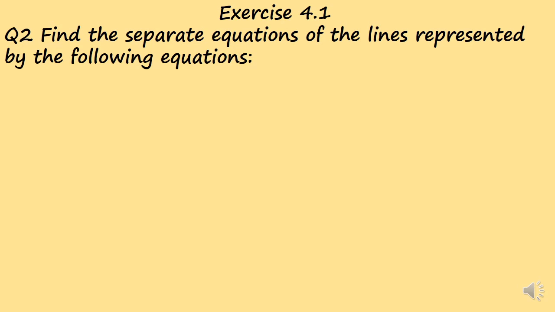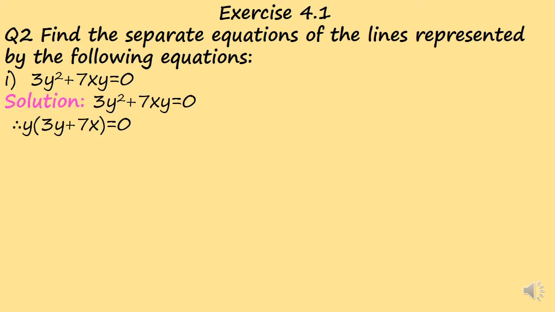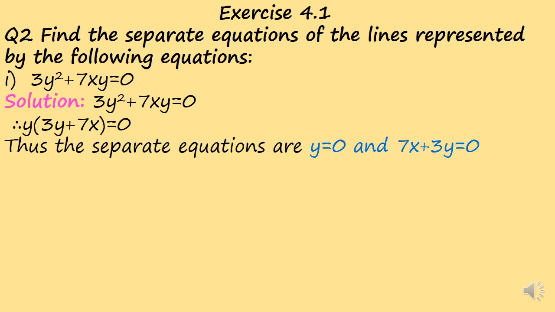The question is, find the separate equations of the lines represented by the following equations. Last lecture we solved find the combined equation of the lines. Separate equations were given to us. Here we have to find the separate equations. The first one is 3y square plus 7xy is equal to 0. It is very easy. Take y common. And thus we get the separate equations as y is equal to 0 and 7x plus 3y is equal to 0. That's all that there is to this sum.